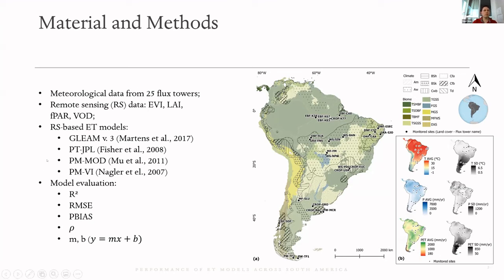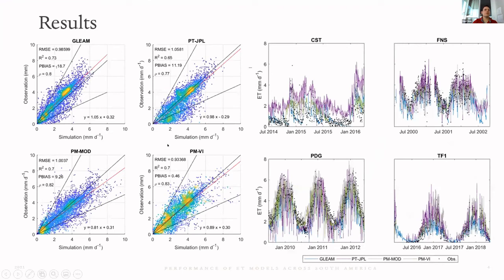We used some model evaluation metrics that are commonly adopted in this type of evaluation. So R-squared, RMSE, percent bias, concordance correlation coefficient, and the slope and intercept of the regression line.